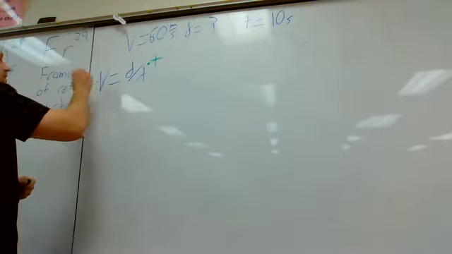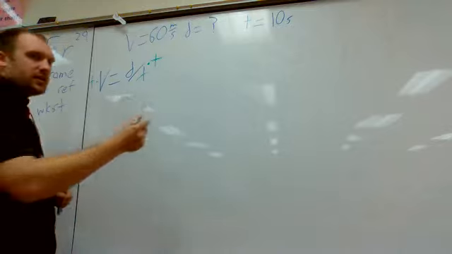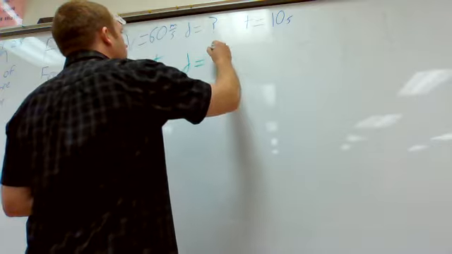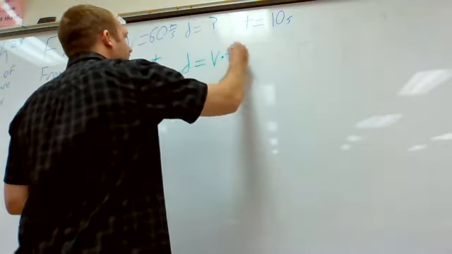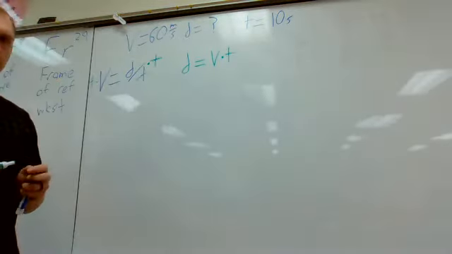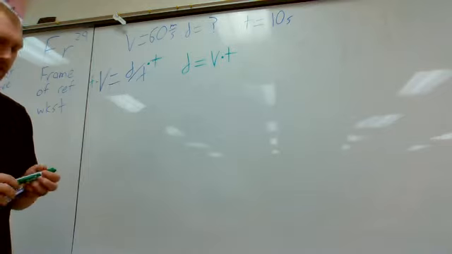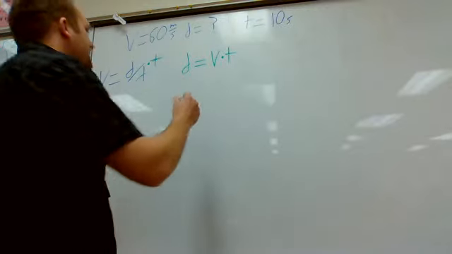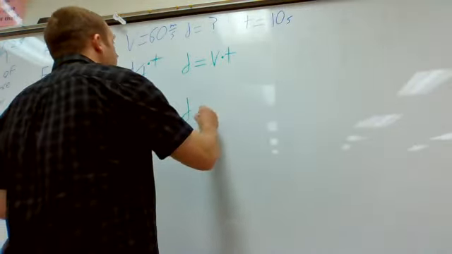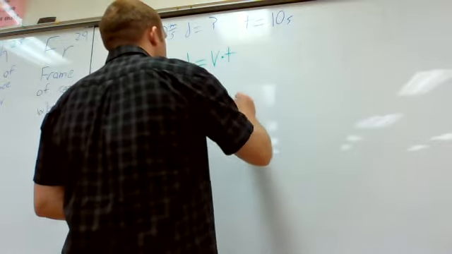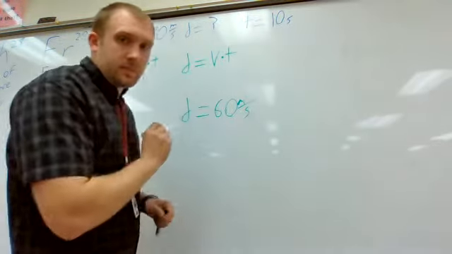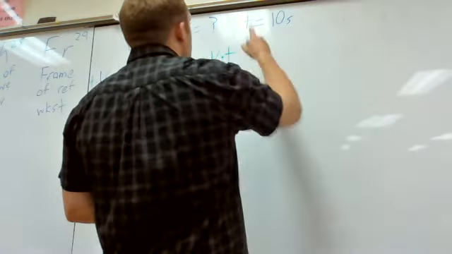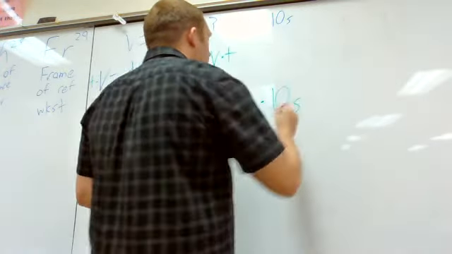Times t. And just to make it look a little bit better, I'm going to write off to the side now: distance equals velocity times time. That's the second version of my equation. Got there algebraically. And now I can plug everything in. So distance is my unknown. It stays as a d. Step 3. Velocity is 60 meters per second. Need your units in step 3. Times 10 seconds.